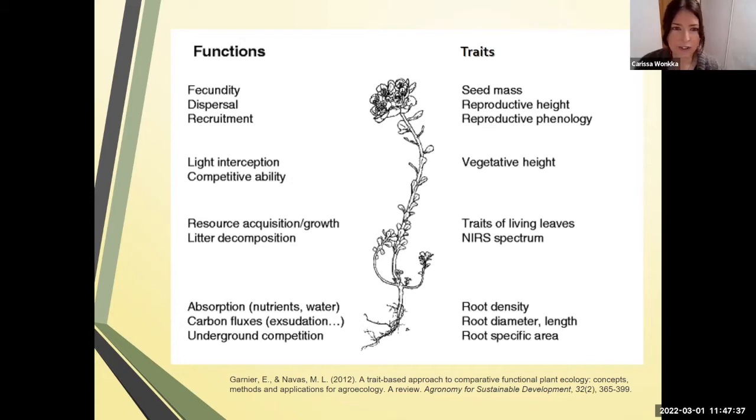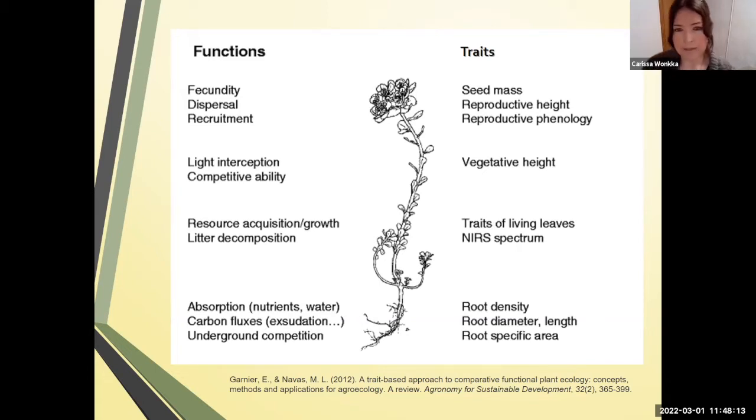And then there are all sorts of other functions that occur in a plant community. Light interception changes the competitive environment, so we think about vegetation height when we want to measure those sorts of things. Resource acquisition and growth, of course, is a big one in competition, especially with invasive plants, because if you can't acquire resources, then they will be taken by invasive plants. And so we think about traits of the leaves, photosynthetic capacity, that sort of acquisition of light and resources and turning it into plant parts and reproductive parts and vegetative parts.